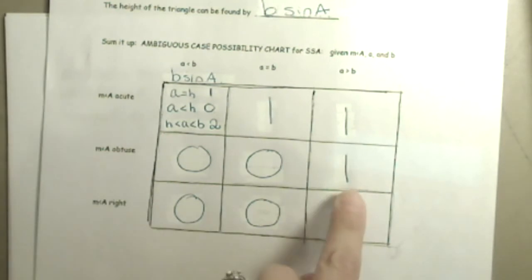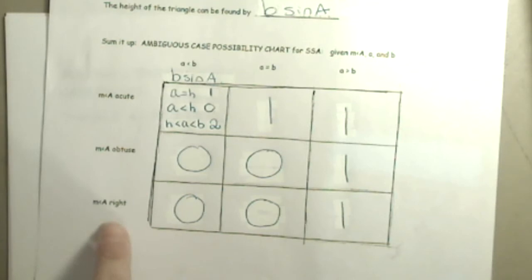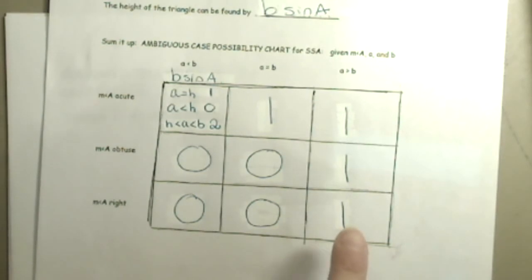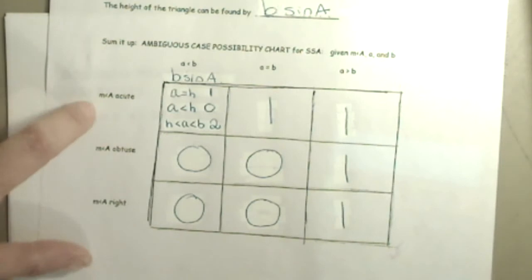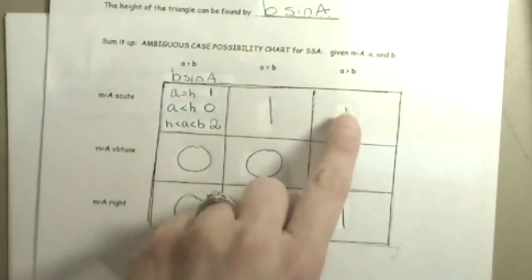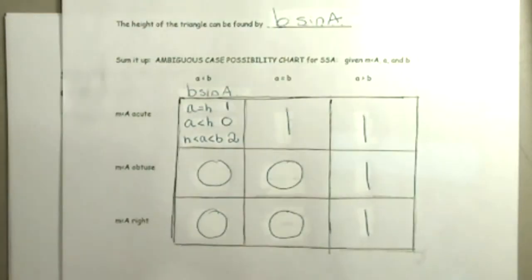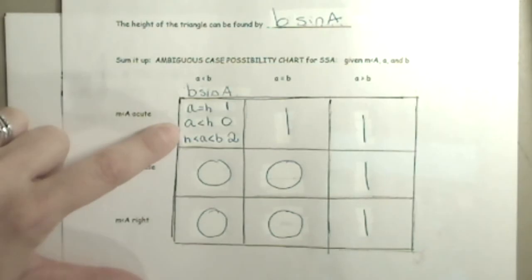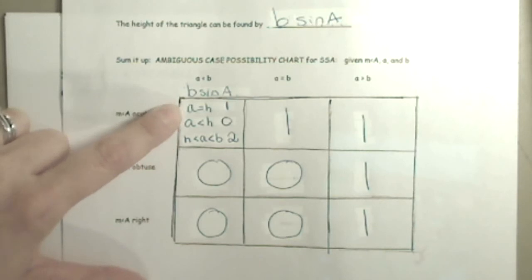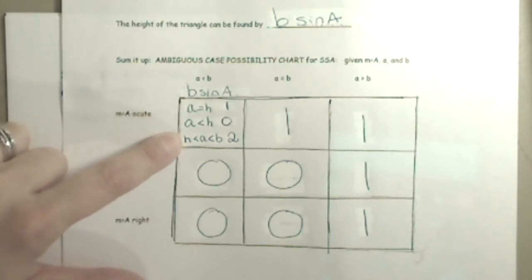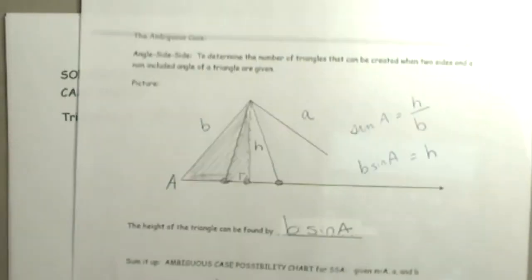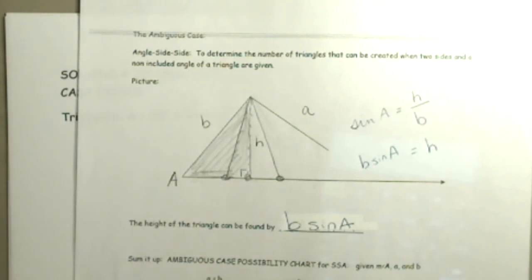so long as A is bigger than B, you get one triangle. If angle A is right, the same case exists. So long as A is greater than B, you get one triangle. If angle A is acute and A is equal to B or greater than B, then you only get one triangle. But when A is smaller than B, there are three possibilities for which we have to test the height to see if we get no triangles, one triangle or two triangles.